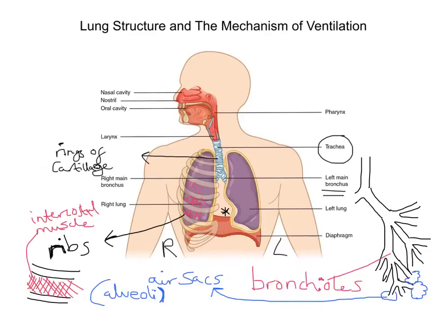Now, inter means between. Costo was the Latin word for rib. So intercostal muscle is muscle between ribs. And you have internal and external intercostal muscles. I'll explain a bit more about the importance of those when we look at ventilation, but you have internal and external intercostal muscles between the ribs.